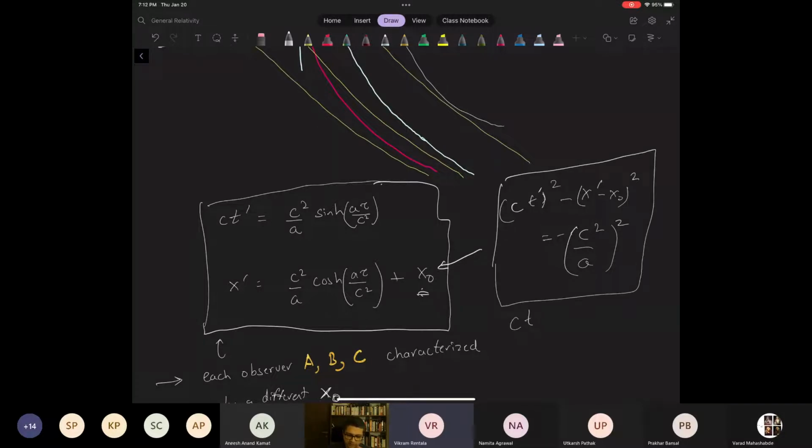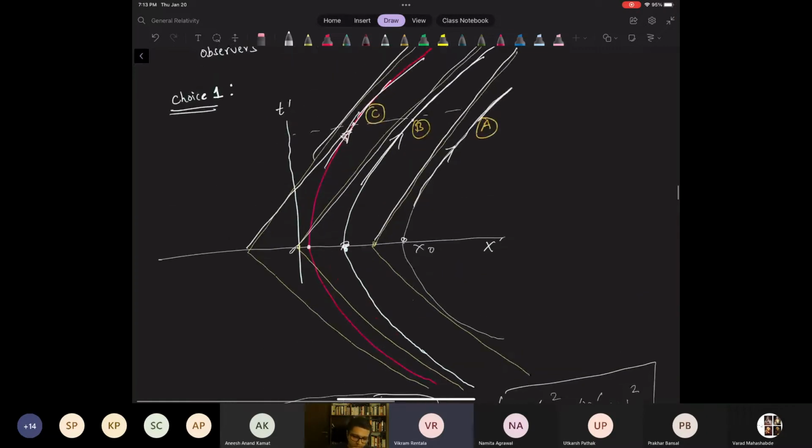So your asymptotes are now ct prime minus (x prime minus x naught) equals 0, and ct prime plus (x prime minus x naught) equals 0. Okay, so these are your asymptotes. Your asymptotes are shifted by an amount x naught in the x direction. So in particular, the original one had an intercept at c squared by a, and now the intercept on the x-axis is c squared by a plus some x naught. So x naught equal to 0 was our original observer. Different x naughts now correspond to different observers. And you'd have an infinite number of observers for x naught going from minus infinity to infinity.